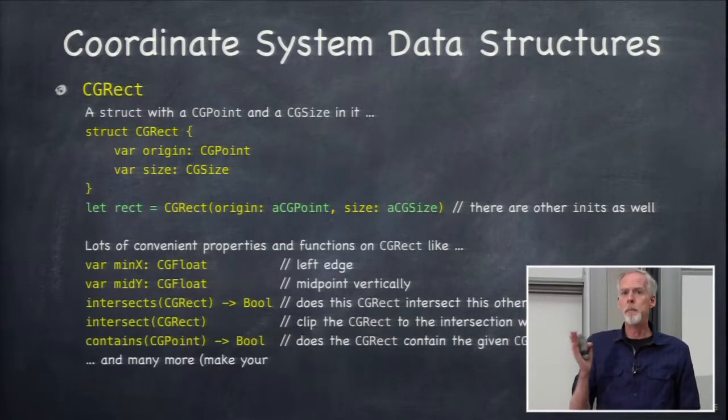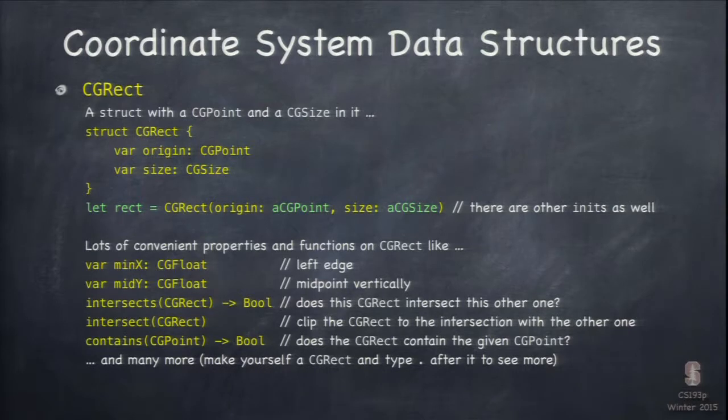CGRect has things like minX, which is the left edge of the rect, or midY, which is the midpoint of the rectangle vertically. Or intersects, where you pass it another rect and it tells you a Boolean whether the two rects overlap. Or intersection, which takes this other rect and creates a smaller rectangle, the intersection of those two rects. Or contains, where you pass it a point and it tells you whether it contains that point. So it's a struct, but it has a lot of cool methods. There's a whole bunch more. You can just type a rect and then a dot, and let Xcode show you all the cool methods it has. So those are the data types we're going to use to talk about our coordinate system and to write our code in it.